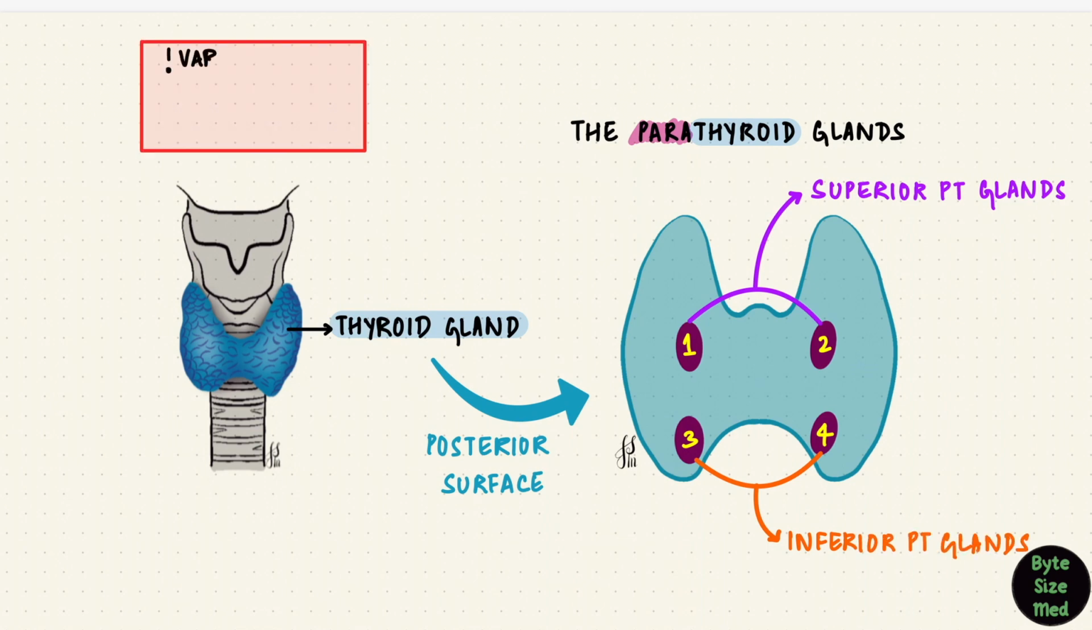And as with a lot of things in anatomy, some people can have more, some people can have a lesser number of these glands. There can also be variations in the locations of the glands, usually the inferior ones, because during embryological development, they migrate to reach their final position here.